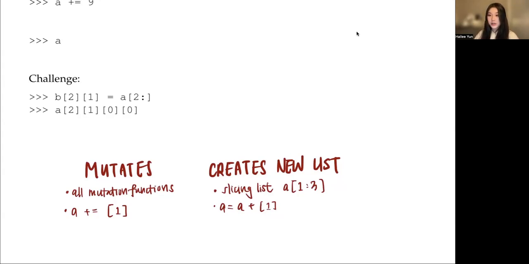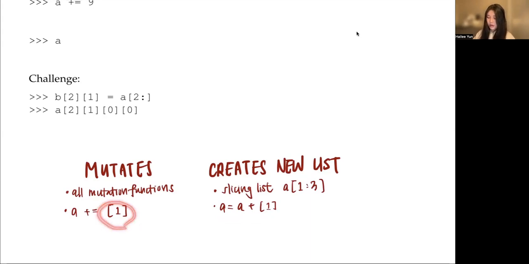Before we get started, let's go over some important concepts first. One thing you should know is that there are different ways to mutate a list and different ways to create a new list. Mutating a list is changing our current list, and that can be done with mutation functions such as list.remove, list.pop, list.extend, and so on. We also have the notation a += 1, which is different from another one we'll get into, but this one will completely mutate our list. It will just change our list so that this 1 is added to the end.